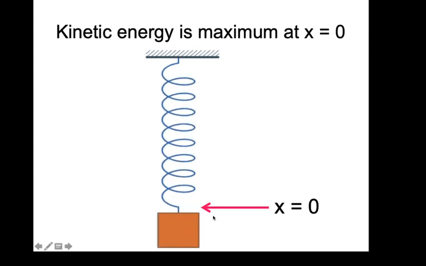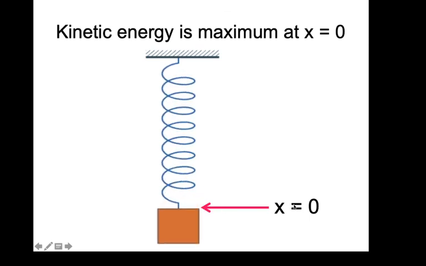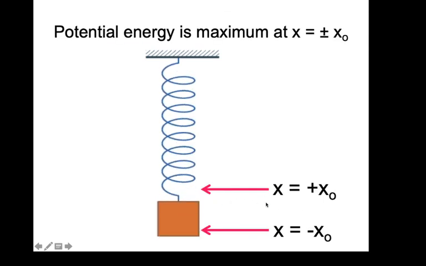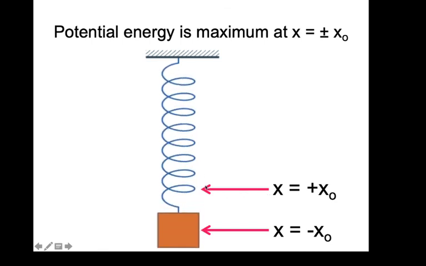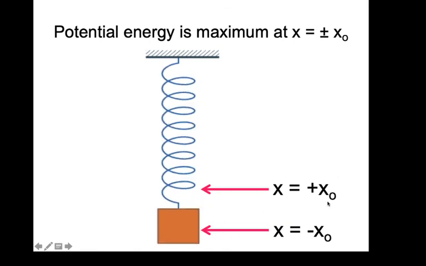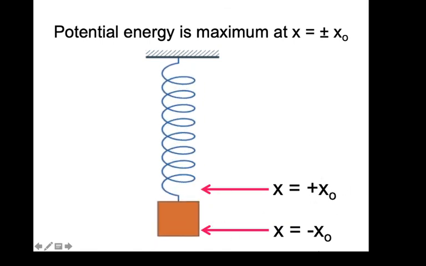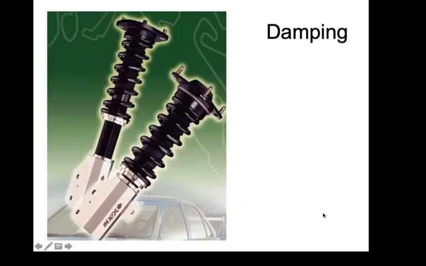So kinetic energy is maximum at our equilibrium point, x equals 0. Potential energy is maximum at either the top or the bottom of the motion, which would be our amplitude, our positive x naught or negative x naught.